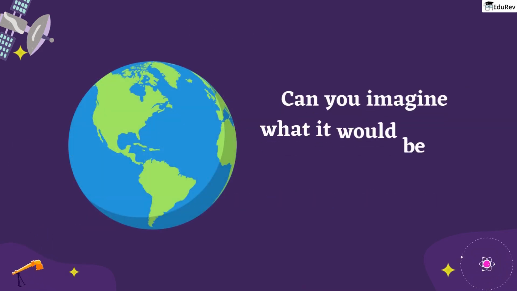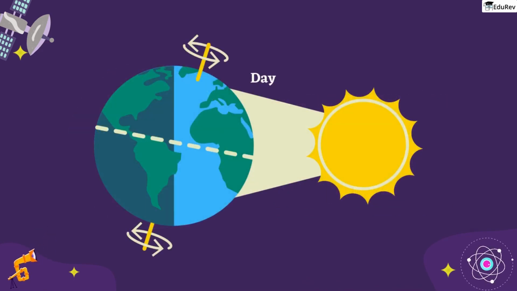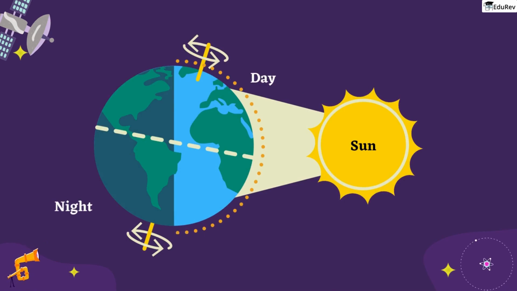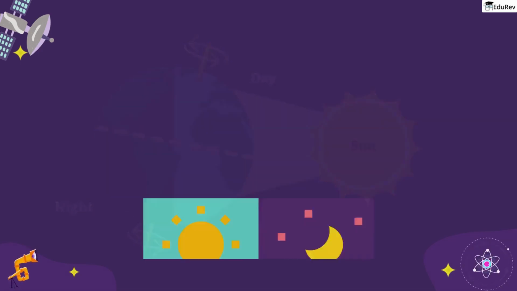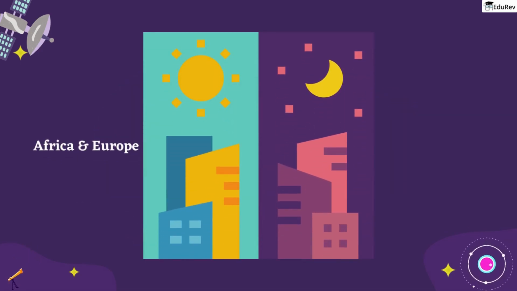Can you imagine what it would be like if the earth didn't rotate or revolve? One side of the planet would always be in daylight, while the other side would be in darkness, creating extreme and harsh environments that would make it impossible for life to exist on Earth. Just wonder what it would be like if the countries in Africa and Europe had daylight all year round, while the countries in America had night all year round.